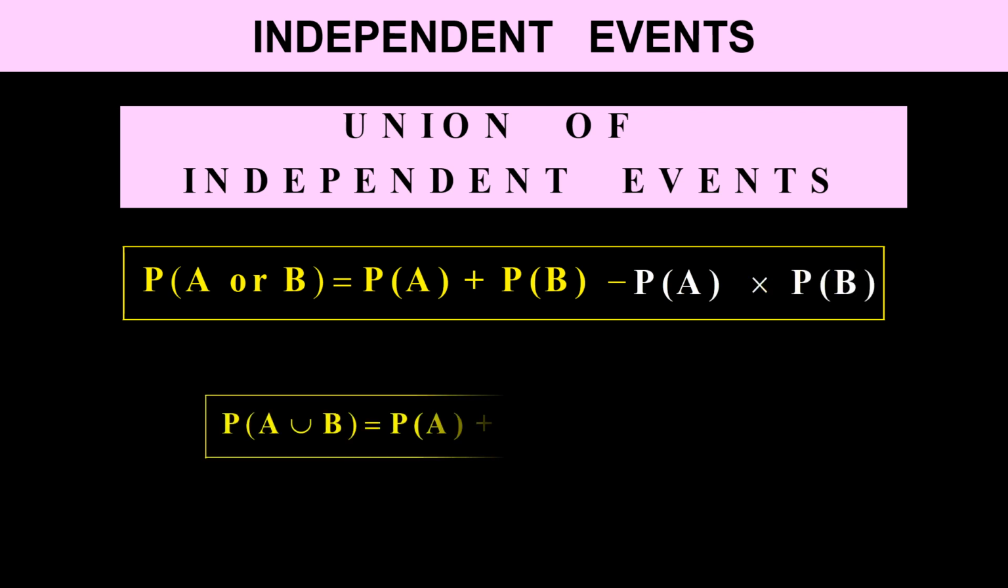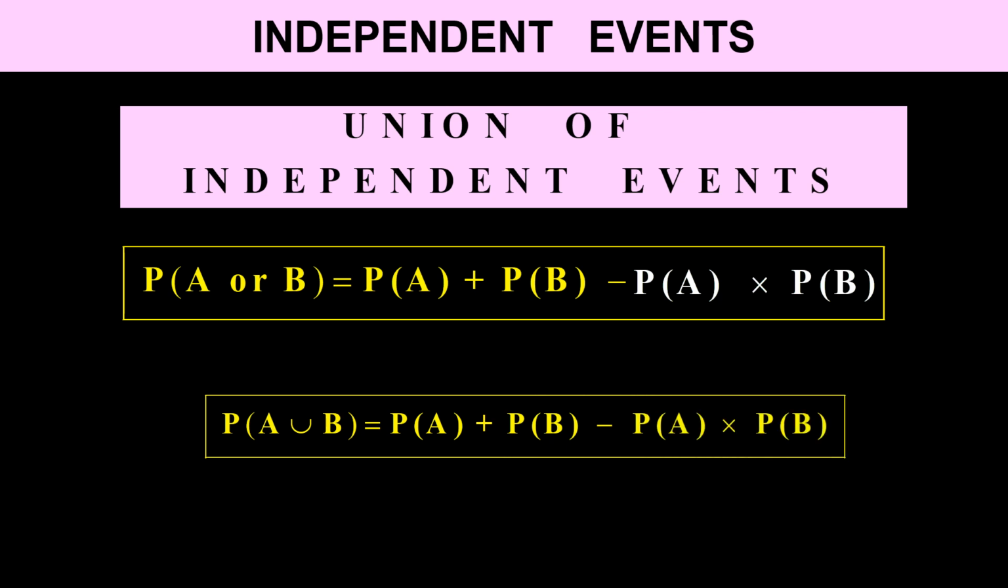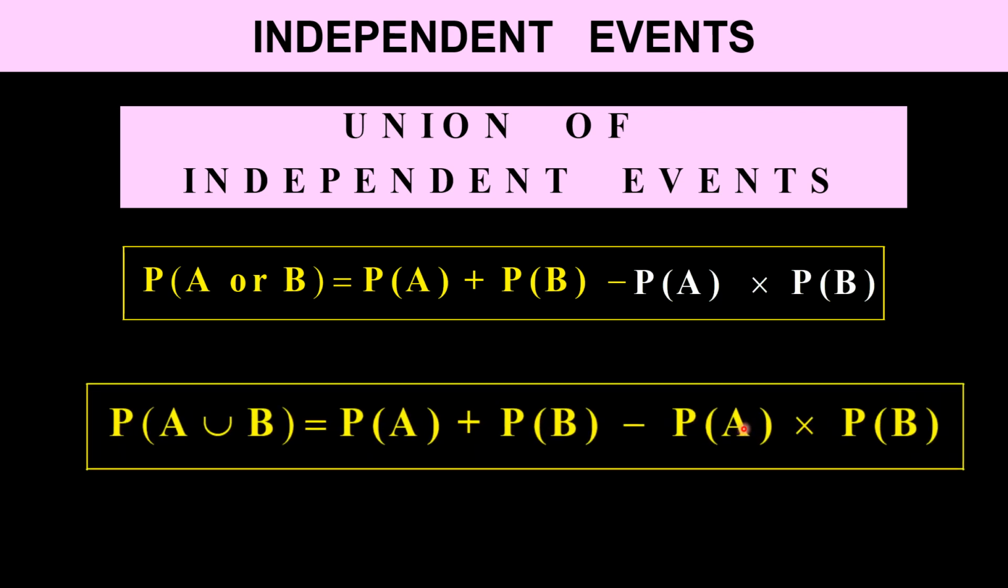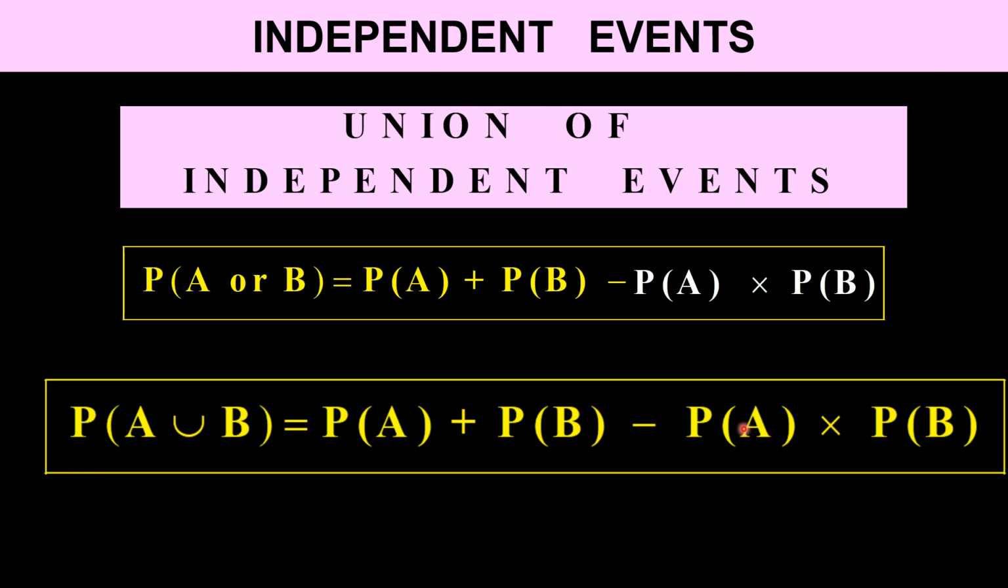So in other words, for the union of independent events, the probability of the union is the probability of A plus the probability of B, but now we subtract the product of the two probabilities, right? So that's the formula we're going to have if we have the union of two independent events. Now let's look at an example of the union of independent events.